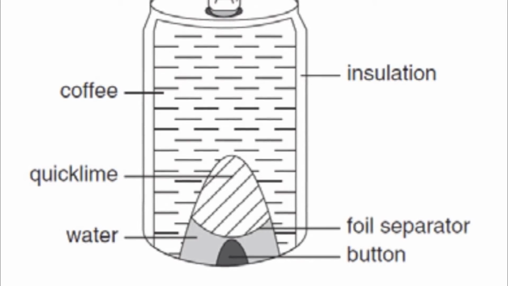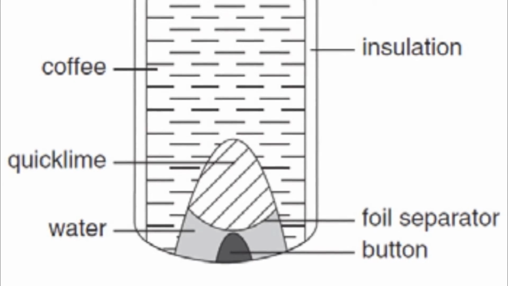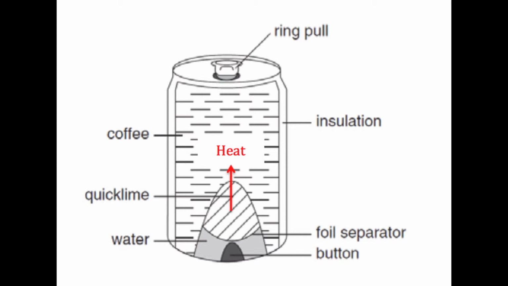When the button is pressed, the foil separating the calcium oxide and water will break, and calcium oxide will react with water to form calcium hydroxide. This process is exothermic. Heat is released to the food contained in the can. So, even without fire, the food can still be served hot.